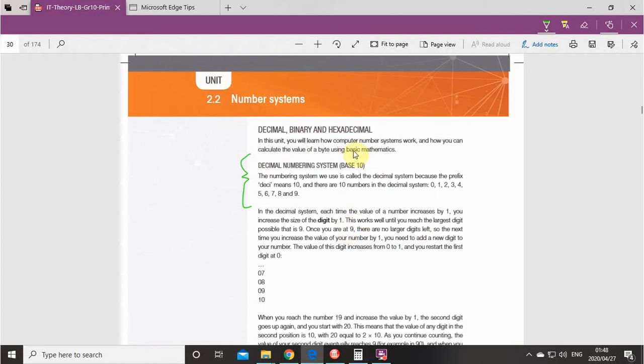Unit 2.2 is number systems. This is basically the conversion of the number systems we did in class, like converting a decimal to a binary and a binary to a hexadecimal and so forth. But let's start from the top, a bit of revision. The decimal number system has a base of 10. We call it the decimal system because of the prefix deci, which means 10. There are 10 numbers in the decimal system, ranging from 0 all the way to 9. So it's not 1 to 10, it's 0 to 9.